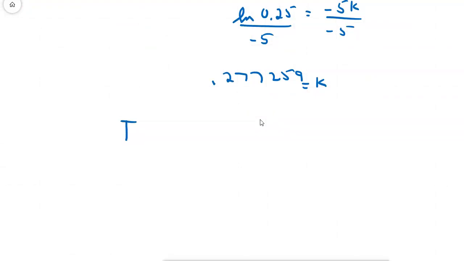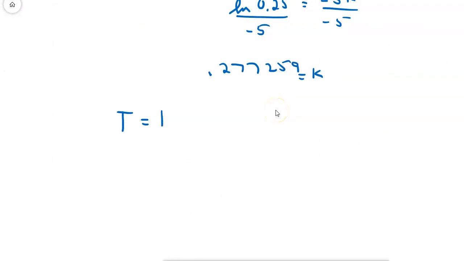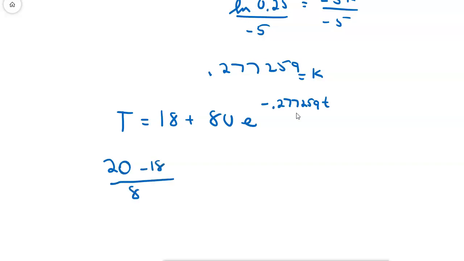Let's take that and throw it into my formula. The temperature of the object is going to be 18 plus 80 e to the negative 0.277259 t. And now the question was, how much longer is it going to take until it reaches 20 degrees Celsius? Well, 20 degrees Celsius means we put the 20 in for the temperature and then solve for the little t. If I put a 20 in there, I'm going to subtract 18 from both sides and divide by 80.